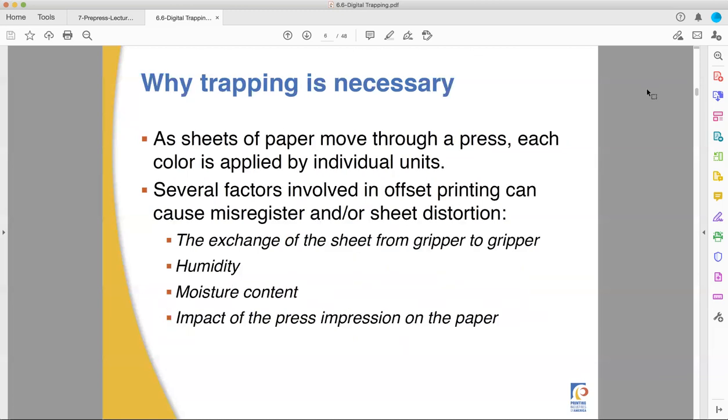Trapping is necessary because there are lots of ways that the press can misregister plate to plate. One of them is the exchange of the sheet from gripper to gripper, because on large multicolor presses, oftentimes the paper gets gripped and then passed to another gripper for each individual print unit. Why would you do that and not just have a single gripper that goes through the whole thing? Well, I'm glad you asked.